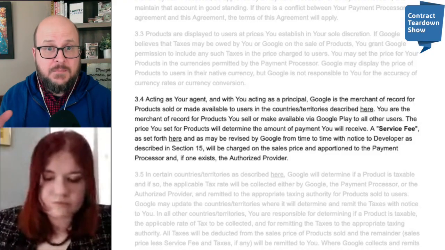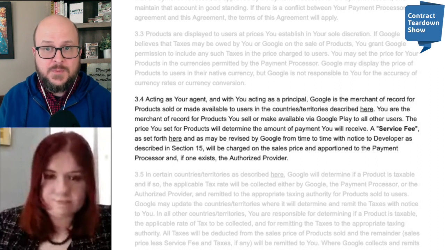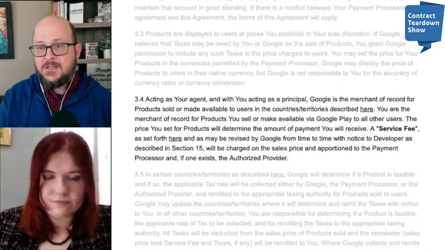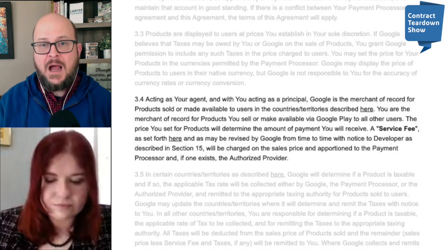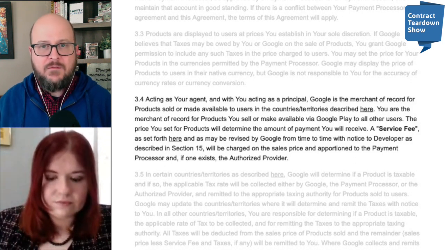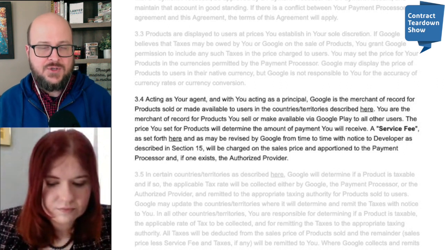Yeah, it's interesting where you have this agent language and you have this idea of somebody going out and acting for you, but this is a distant relationship. Most of the time, Google is not interacting really with the people who are creating things in here. So it's interesting that you have the old school ideas of agency, but not really. And if you look at 3.4, it digs into the pricing piece of that. Acting as your agent and with you acting as principal, Google is a merchant of record. They talk about defining the service fees, how much the payment is. What do you think about 3.4 as it fleshes out that agency relationship?